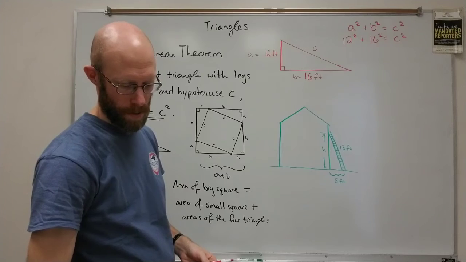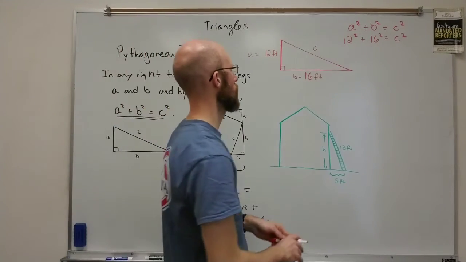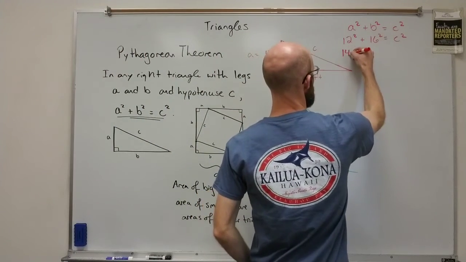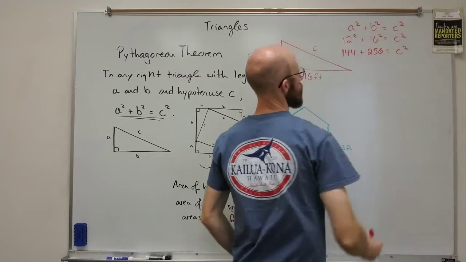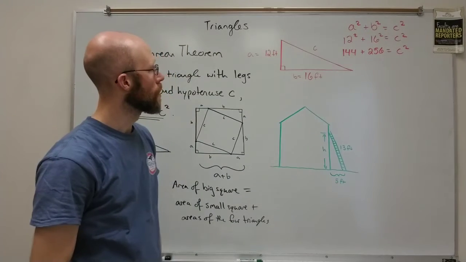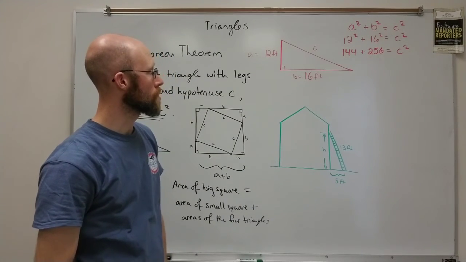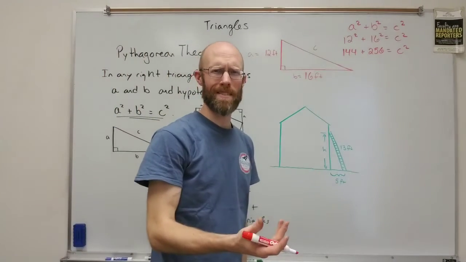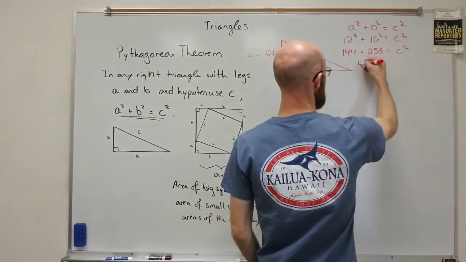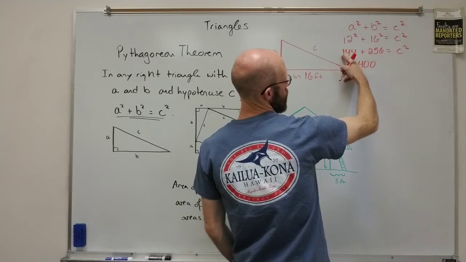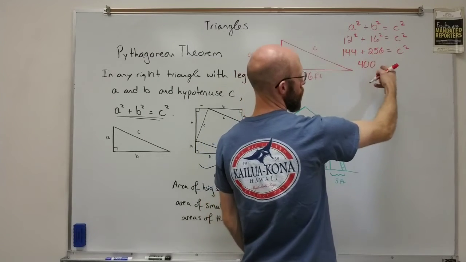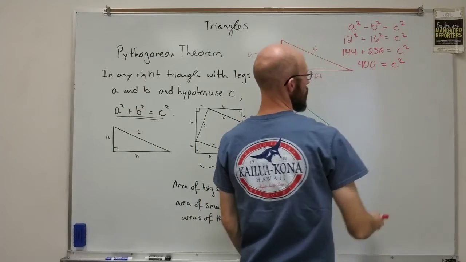16 squared is escaping me at the moment. 256. Right, so this is 144 plus 256 equals c squared. 144 and 256 is what, 100 or 400? 400, right? 44 and 56 is 100, plus 100 is 2, plus 2 more is 4. So 400 is equal to c squared.